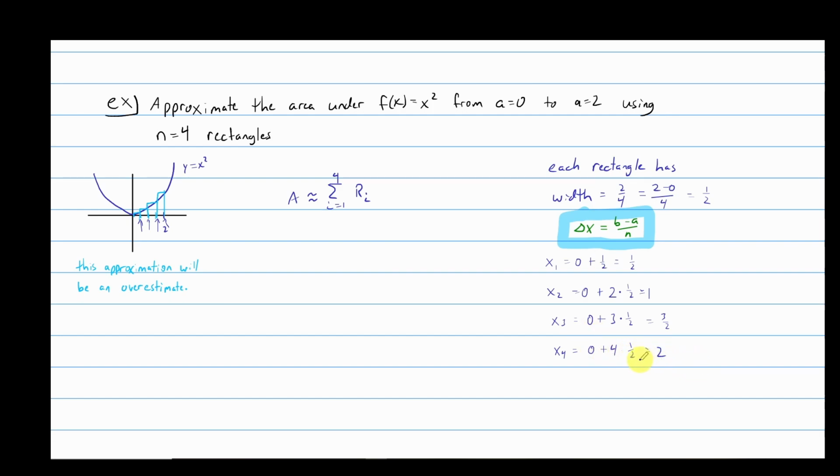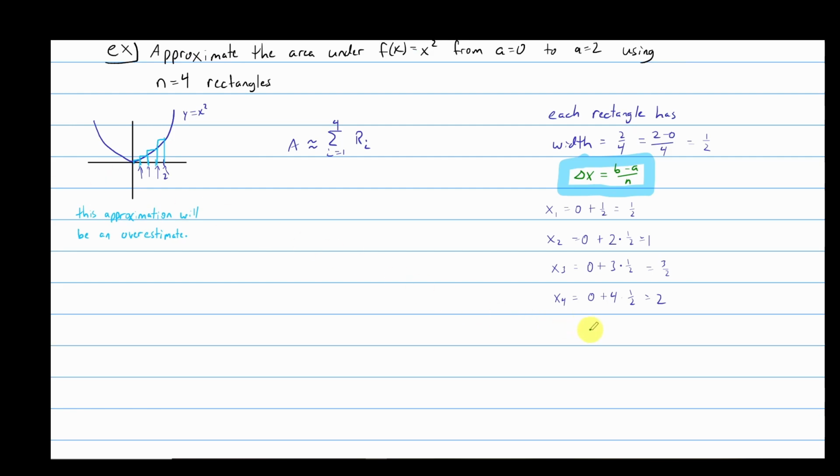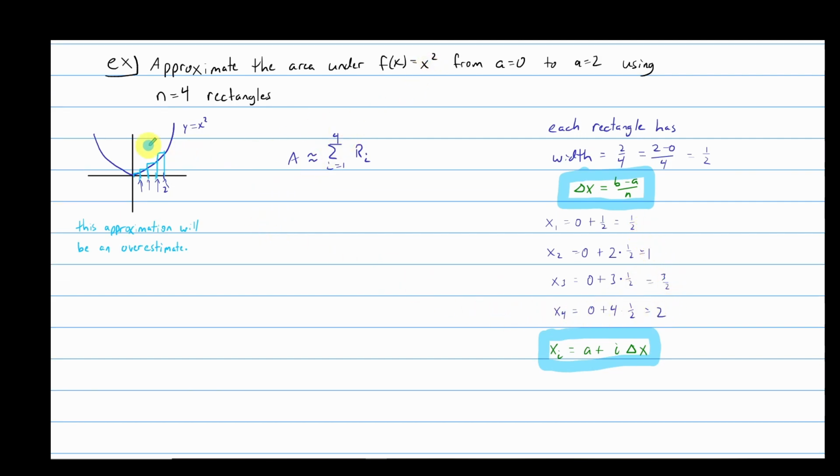As a general formula, if I want to get the right-hand endpoint for the ith rectangle, that x_i is going to be a plus i times delta x. Start at a, and I move over a number of widths equal to whatever rectangle I'm looking at. So this is another formula that we're going to want to reference later. To get the height of my rectangles, I'm going to take these endpoints and plug them into the function. In this case, our function is x squared.